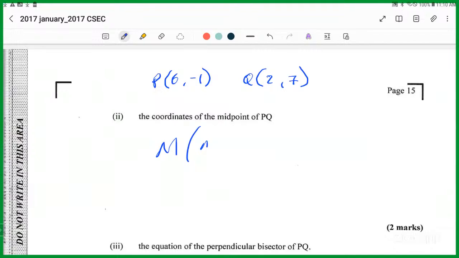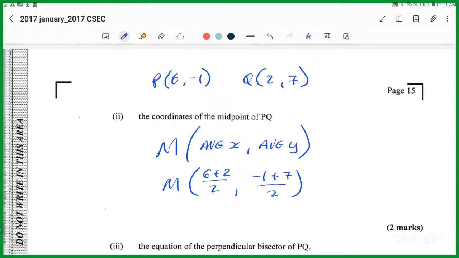And it is the average of the x values and the average of the y values. So the sum of the x values divided by 2, and the sum of the y values divided by 2. You're averaging these two x values first, that's the 6 and the 2. So it's 6 plus 2 divided by 2, and then you're averaging these two y values, the negative 1 and the 7. So it's negative 1 plus 7 divided by 2.